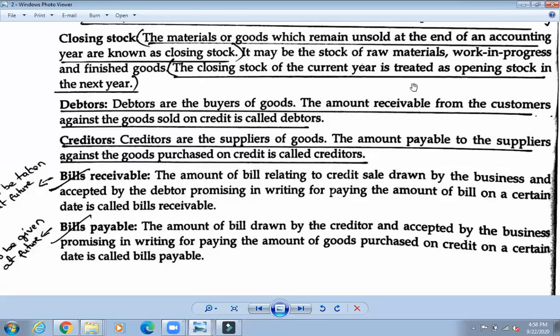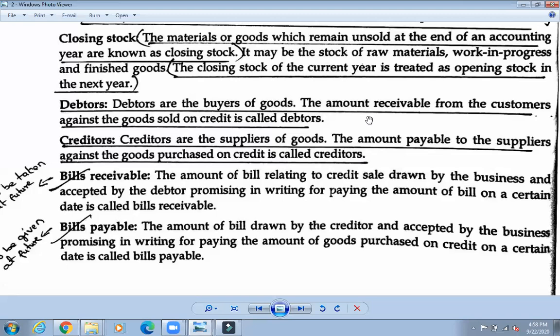If I have taken the goods, but the supplier has not received the payment for the goods, that means I have to pay it but that person has not received it, then I am the debtor. I took on credit. The one who is giving on credit is the creditor. Is that okay?